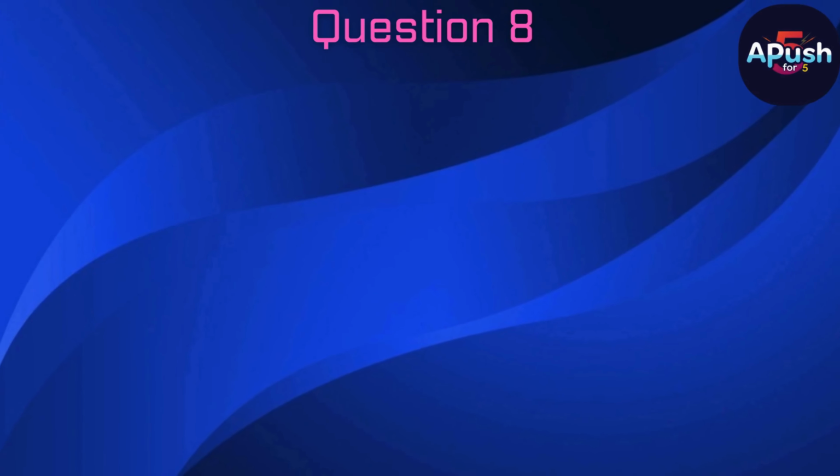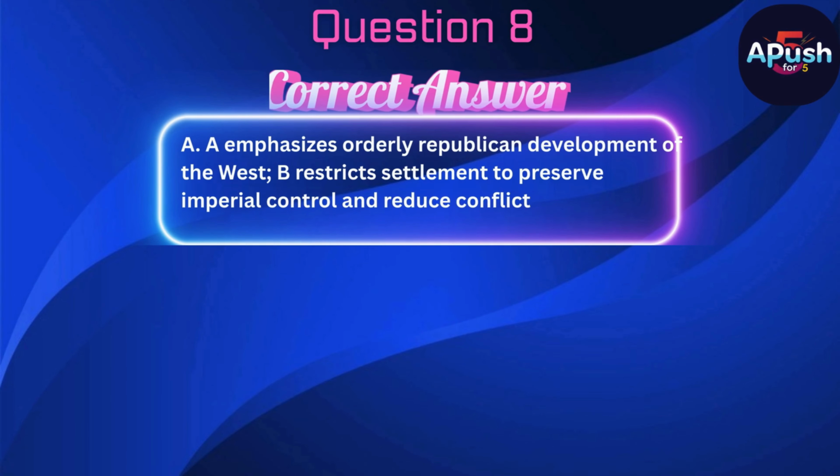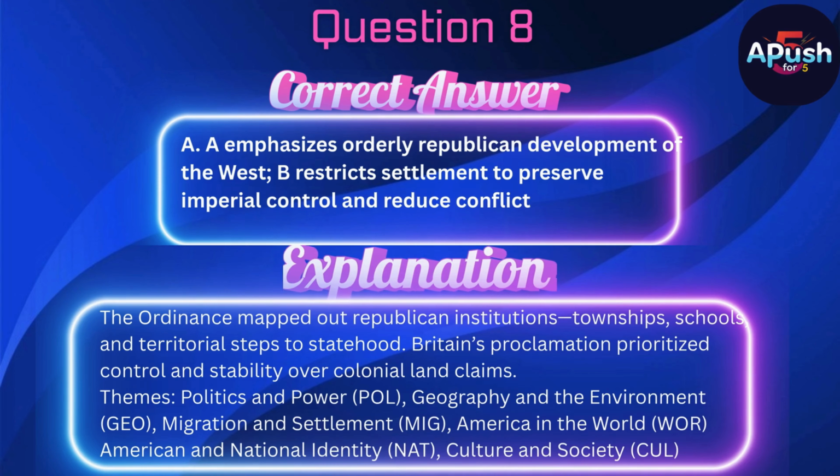The correct answer is A. A emphasizes orderly Republican development of the West. B restricts settlement to preserve imperial control and reduce conflict. The ordinance mapped out Republican institutions, townships, schools, and territorial steps to statehood. Britain's Proclamation prioritized control and stability over colonial land claims.